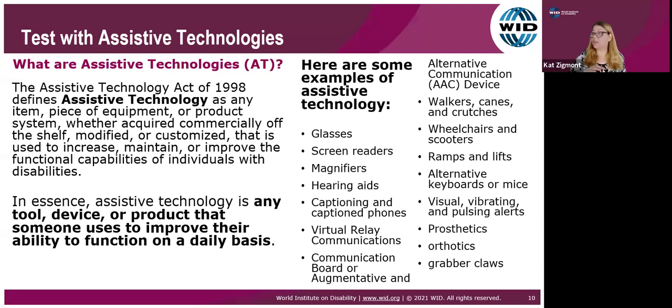test with, right? So when we're talking about vision loss, we're talking about screen readers, magnifiers, glasses, and then we go into hearing loss: hearing aids, captioning, caption phones, the deaf community, virtual relay communication, the speech disability community, communication boards and augmentative and alternative communication devices. So the list goes on and on of what kinds of assistive technologies are out there.